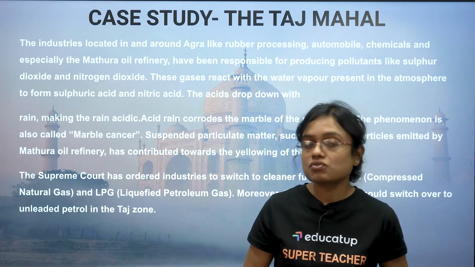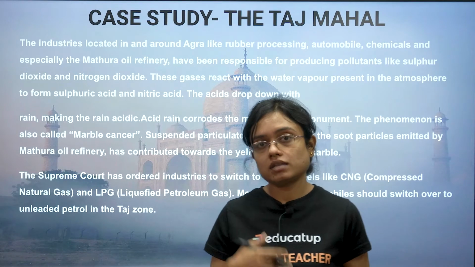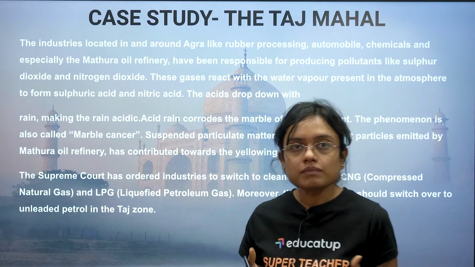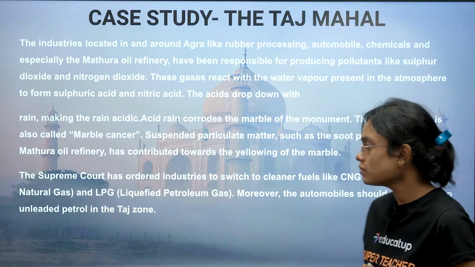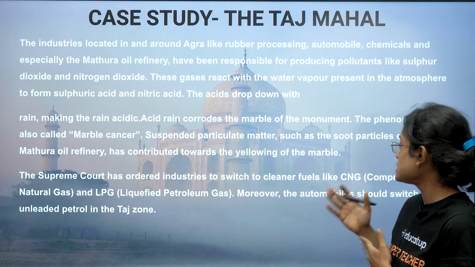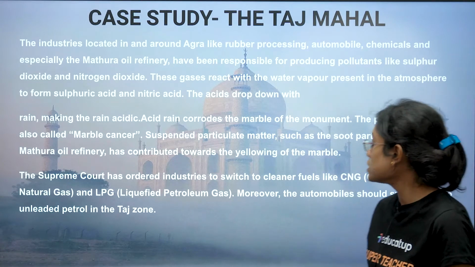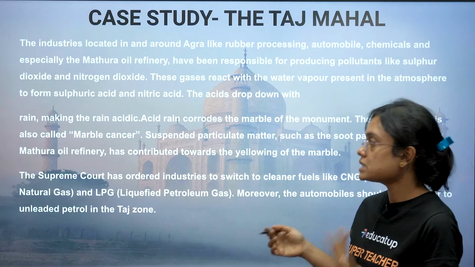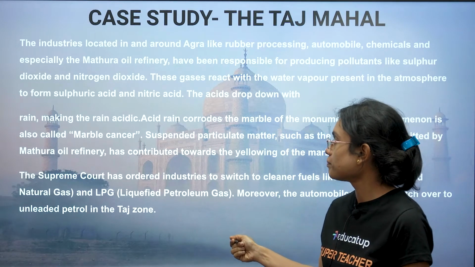Now this acid rain really corrodes the Taj Mahal. It has made the Taj Mahal pale yellow in color, very dull. The Supreme Court has ordered industries to switch to cleaner fuels like CNG and LPG. Moreover, automobiles should be using unleaded petrol in the Taj zone, but still the problem is very grave.